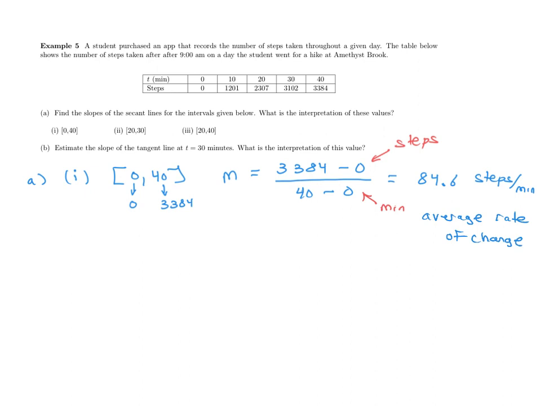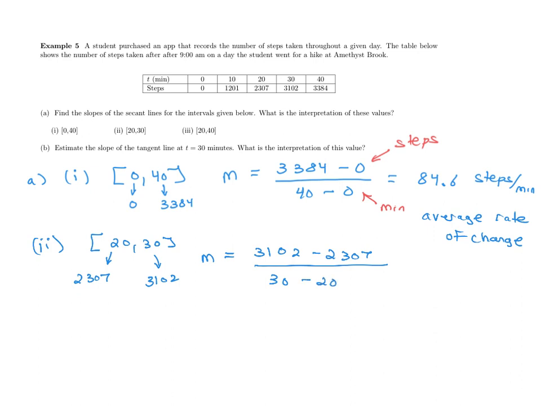And this will be true for every part, for parts 2 and 3 of part A. When we compute the slope, it'll be the average number of steps taken per minute. So for the second part, same idea. Here, we're looking from 20 to 30, so that's the interval. The corresponding y values in steps are 2,307, and at 30, it's 3,102. So if you compute the slope, the difference of the number of steps is 3,102 minus 2,307, all over 30 minutes minus 20 minutes.